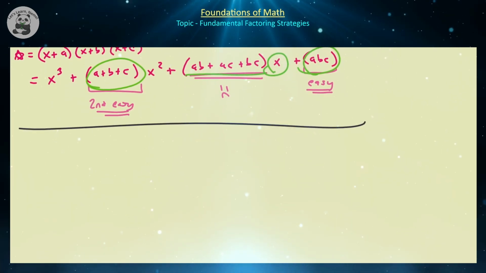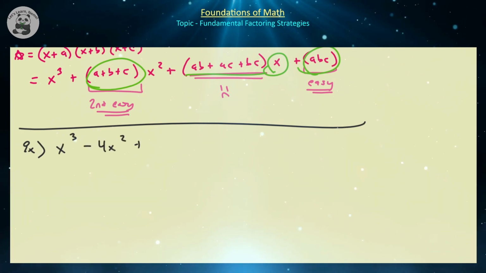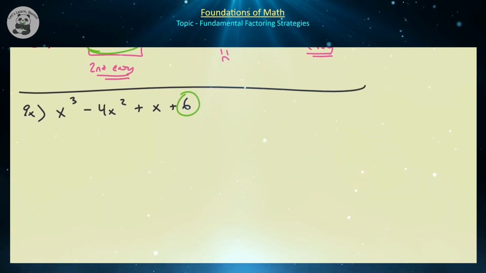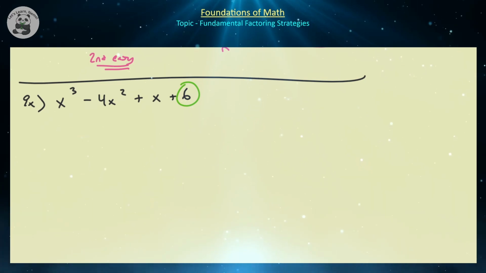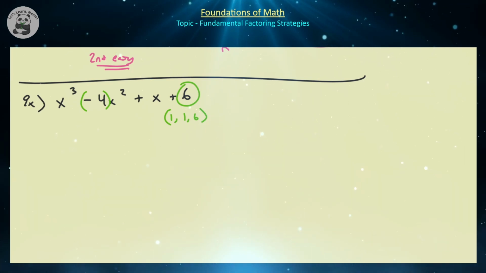So let's look at an example of how this works. Let's assume we have x cubed minus 4x squared plus x plus 6. So 6 is obviously the number that we're going to start focusing on, and we're going to try and decompose this. So let's assume we have 1, 1, and 6 as our product. There are several other products out there, but let's just focus on that one. Keep in mind the product of those has to be 6, and the sum of those has to be equal to minus 4. So is it possible that we can add to minus 4 from 1, 1, and 6?